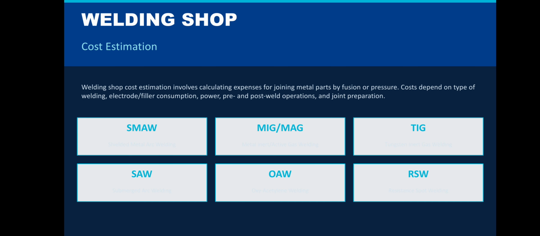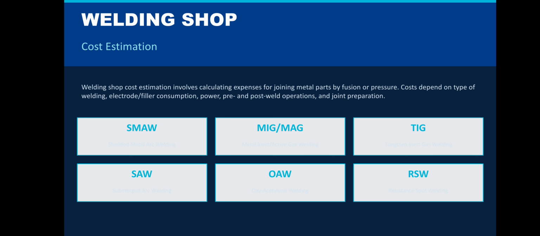Coming to the next topic, welding shop. Welding shop estimation involves calculating expenses for joining metal parts by fusion or pressure. Costs depend on type of welding, electrode or filler consumption, power, pre and post weld operations and joint preparation.